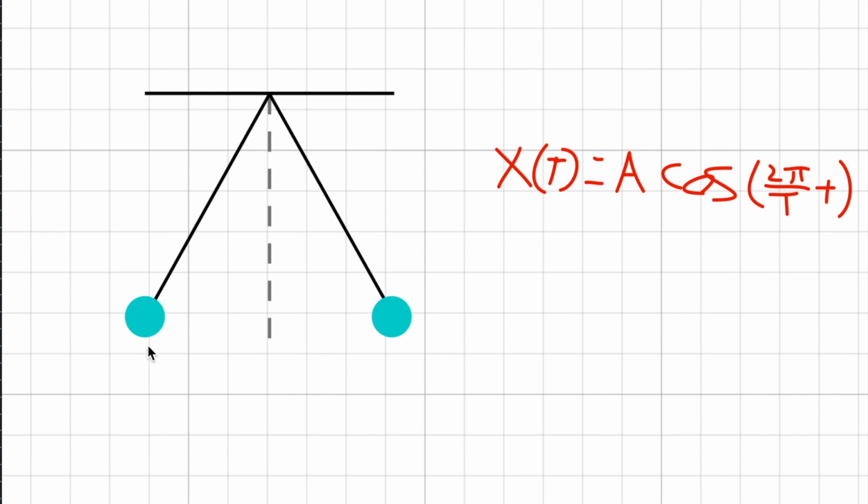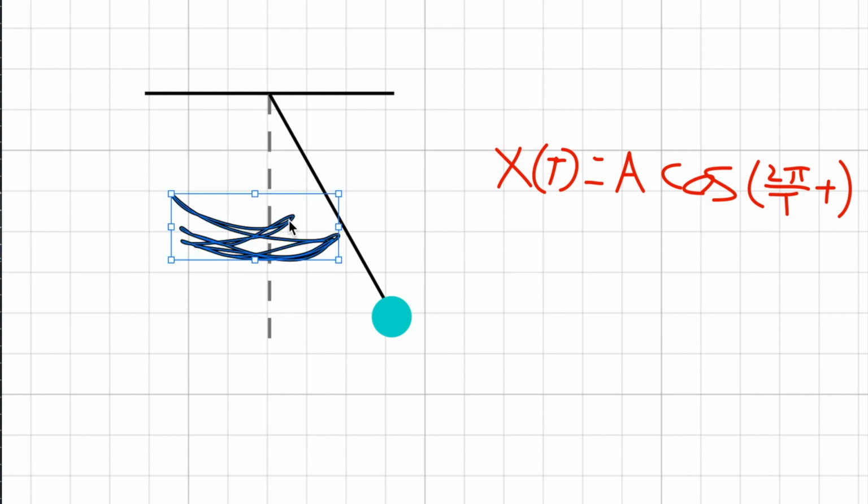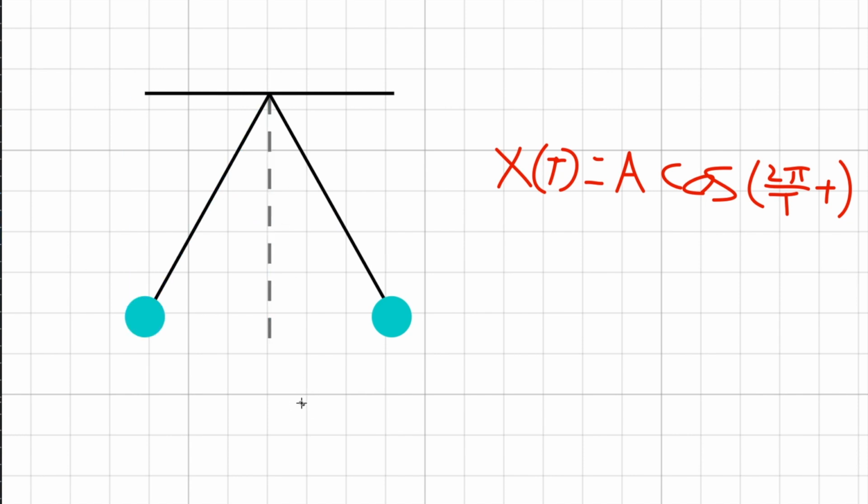A pendulum is a simple harmonic oscillator. Now, we know what a simple harmonic oscillator is. It is an object that goes back and forth, back and forth. So it'll go from here to here to here to here to here, and so on, right?